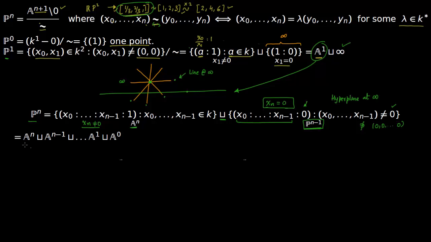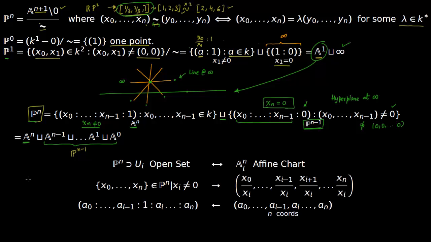Now you have this An right here, and the rest was Pn minus 1. And then you can repeat the same procedure again, and you will slowly decompose it into affine pieces. So you can have Pn and say it is built up like this of affine pieces. Now you can talk about charts on Pn. So Pn acts like a manifold.